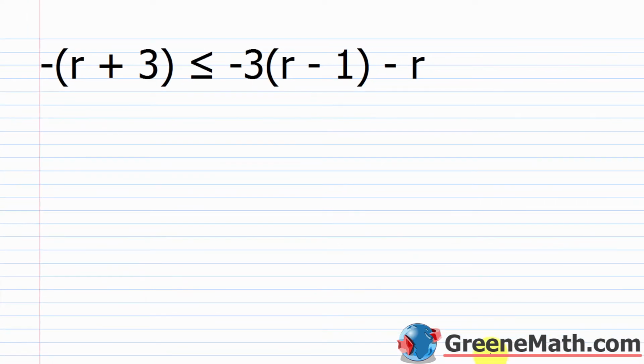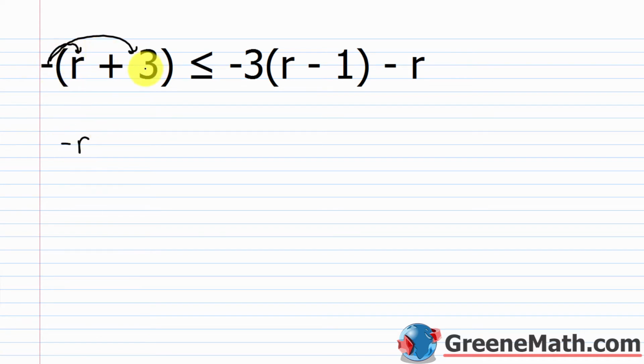All right, let's take a look at another one. We have the opposite of the quantity r plus 3, and this is less than or equal to negative 3 times the quantity r minus 1, and then minus r. So I'm going to use my distributive property here. I'm going to distribute this negative to each term. And remember, you could write that as plus negative 1. And think about that as, okay, I'm multiplying negative 1 times r, that's negative r.